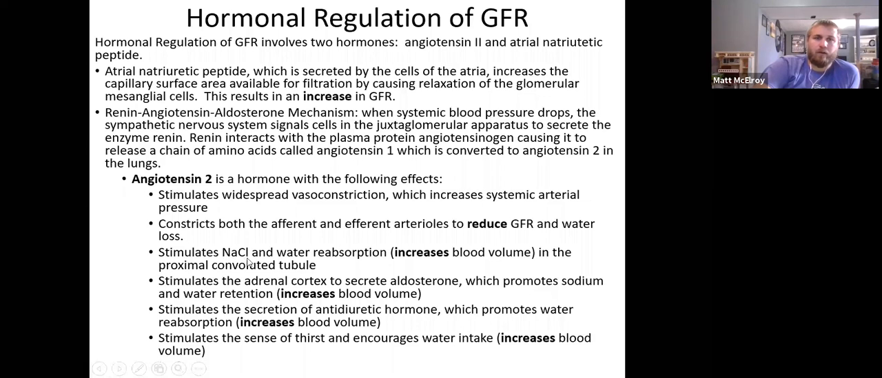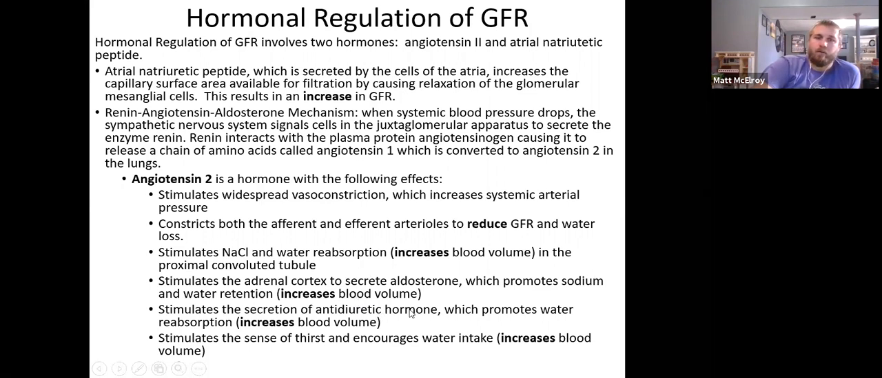It stimulates sodium chloride or salt and water reabsorption, meaning that we pull more salt and water back into the blood, thus increasing blood volume, which obviously is going to affect blood pressure, as I just said. So this is going to promote increases in blood pressure as well. It stimulates the adrenal cortex to release aldosterone. Aldosterone is a third hormone that I didn't list at the top, but it's involved here. Aldosterone, we learned, is our salt retaining hormone. So it's going to promote sodium retention, but also, in doing so, promote water retention, which causes an increase in blood volume, which thus causes an increase in blood pressure.